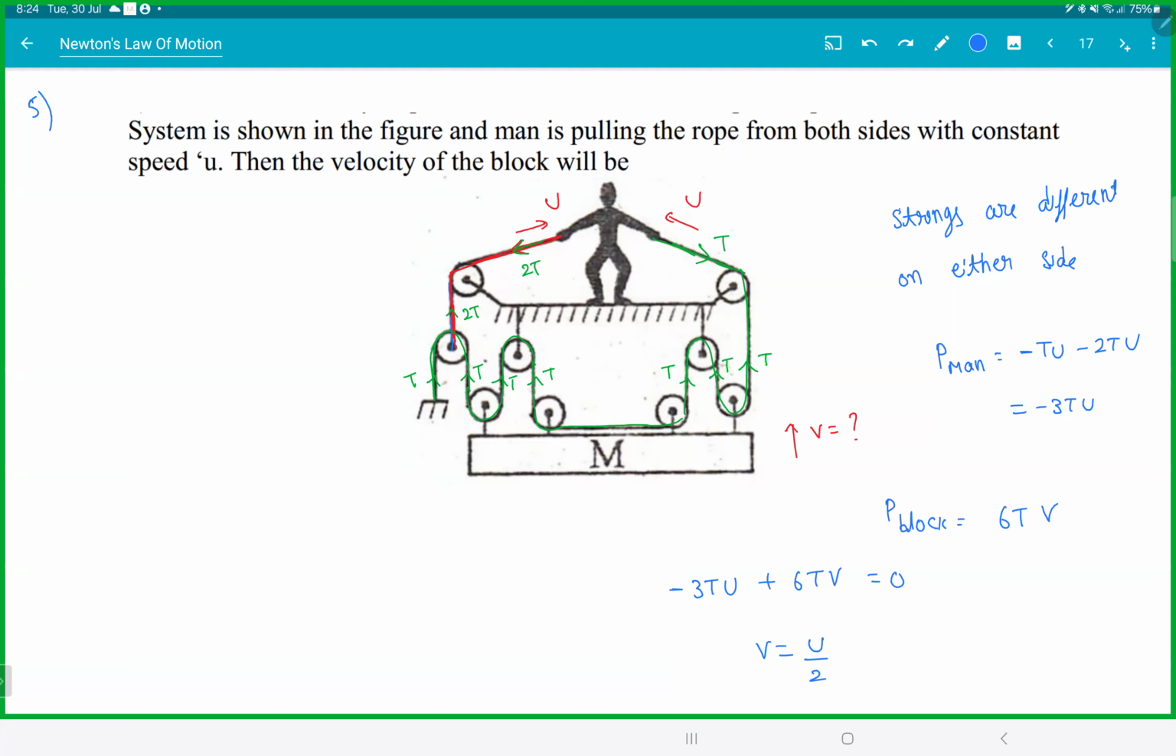Let me say it like this. I give you 100 rupees. Did you gain or lose? You gained. If I took 100 rupees from you, you lost.